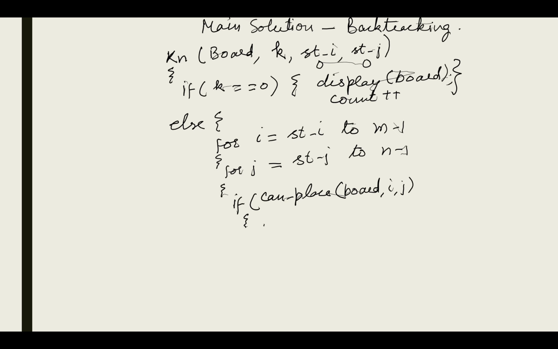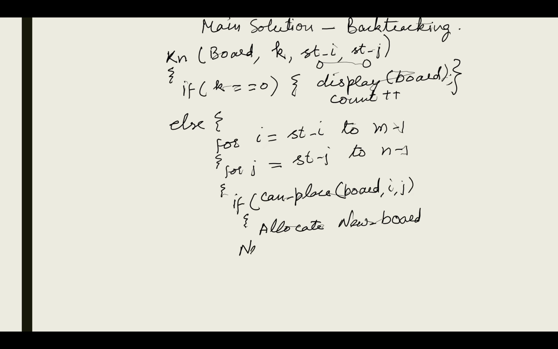But before placing we will allocate a new board. Allocating a new board means we have to allocate new memory. The board which is passed on to this function has to be separate from the new board. So you have to allocate the new board memory: if you are using C you can use malloc, or if you are using C++ you can use new to allocate memory of the same size as the board.